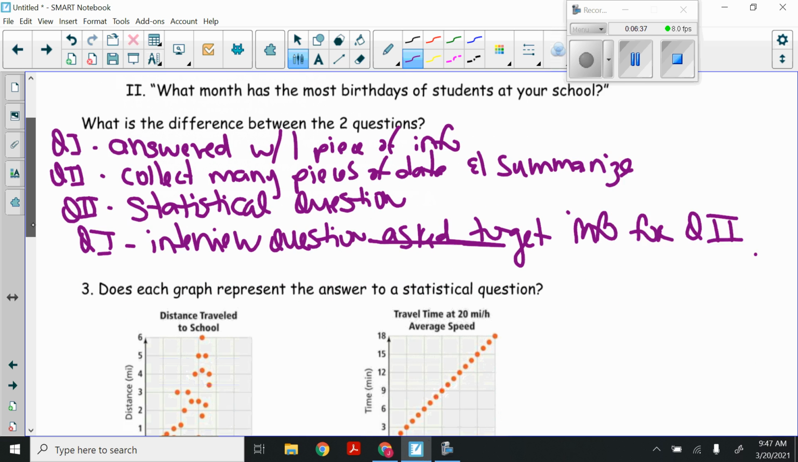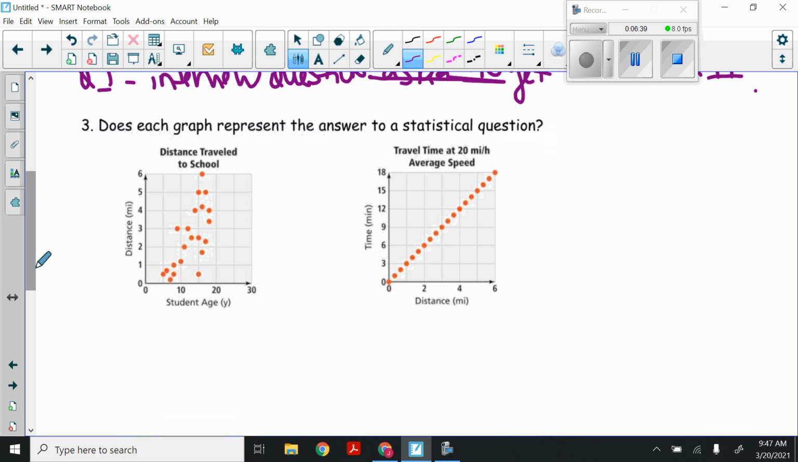Okay. So now let's look at a graph, and it says, does each graph represent the answer to a statistical question? So we'll talk about this first one, the distance traveled to school. They gave us the student age and the distance in miles. This is a scatter plot, so let's just remind ourselves that this is a scatter plot. And it shows answers to a possible question. The possible question asked to get this is, how far do you travel?